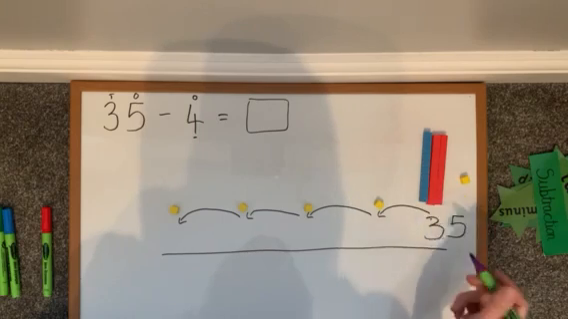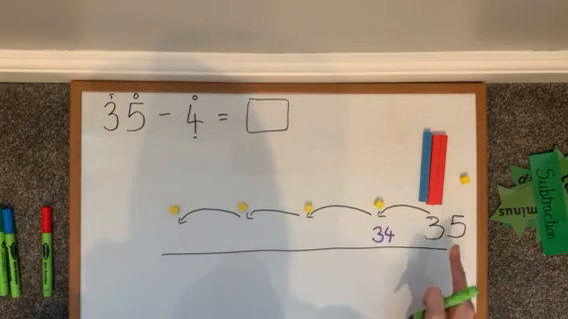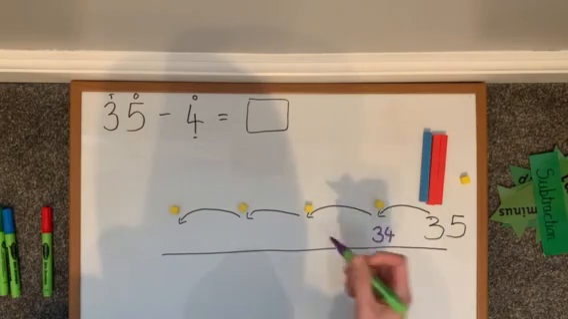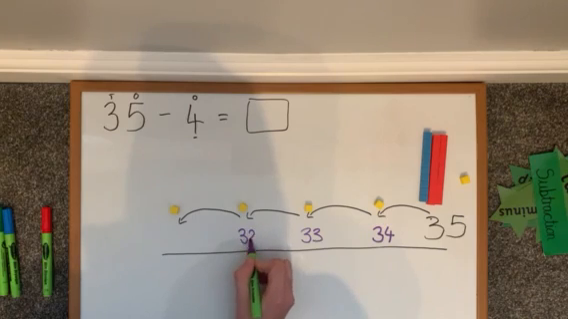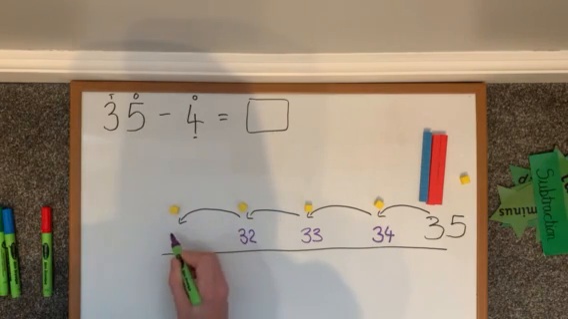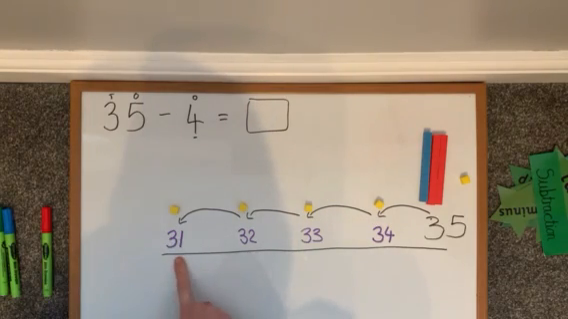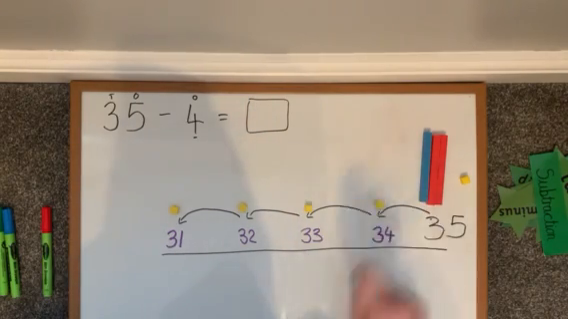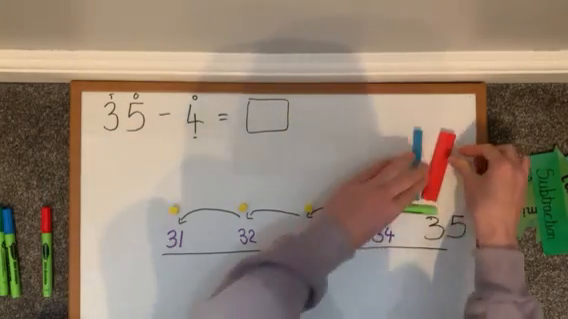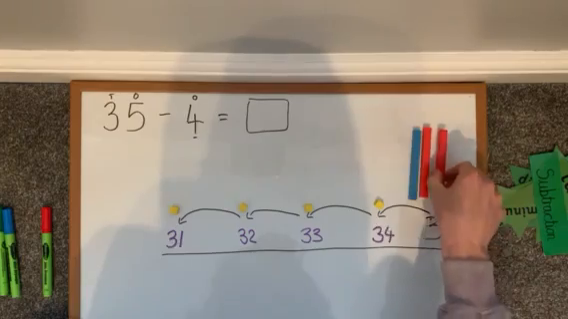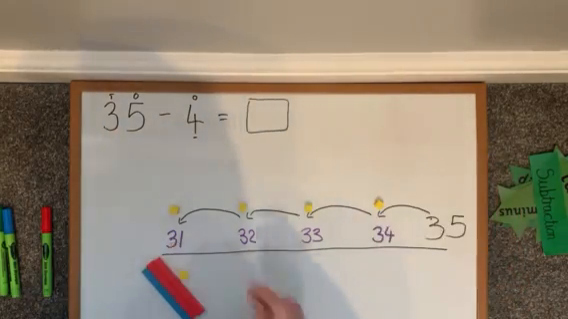35, we're taking away 1, so that'll take me to 34. Remember, we're getting smaller. 35, 34, 33, 32, and if I take away 1 more, then that'll take me down to 31. Let's check. So I've ended up at 31, so that means I should have 31 Deans over here. 10, 20, oh, they're stuck together, 20, 30, 31. So my Deans match my number line.